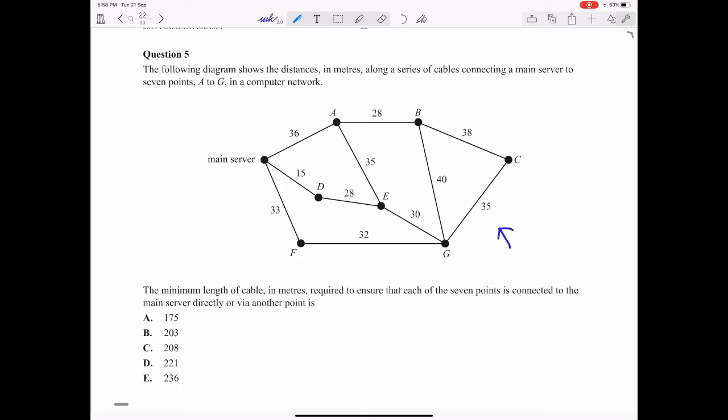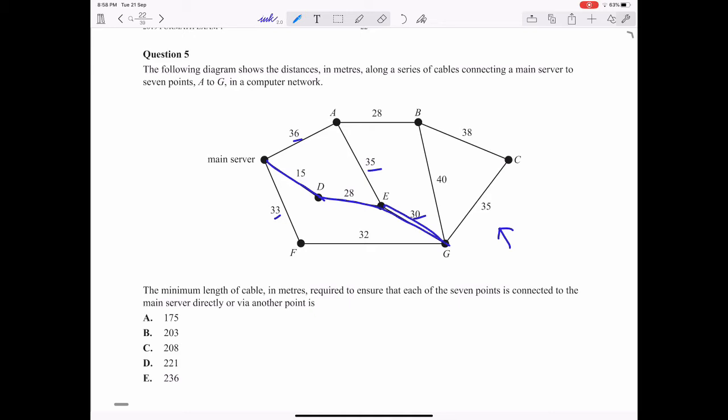So to find the minimum spanning tree, we just start off with the smallest edge. So we can start off with the smallest edge, 15 over here. And we look for the next smallest edge that is connected to that edge. So we can see the next smallest one is 28. And after 28, we can look around for the next smallest edge. So either 35, 30, 33, or 36. So the next smallest one is 30.